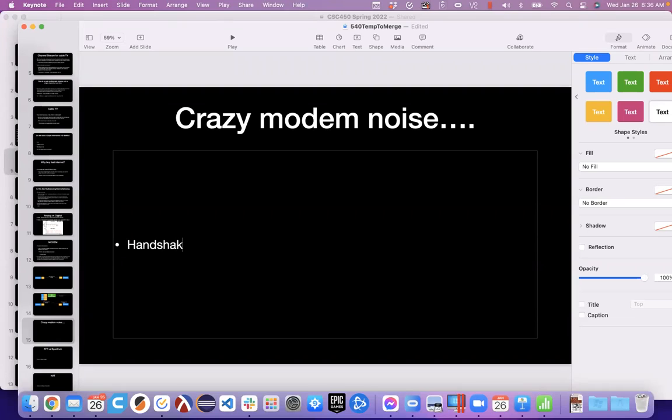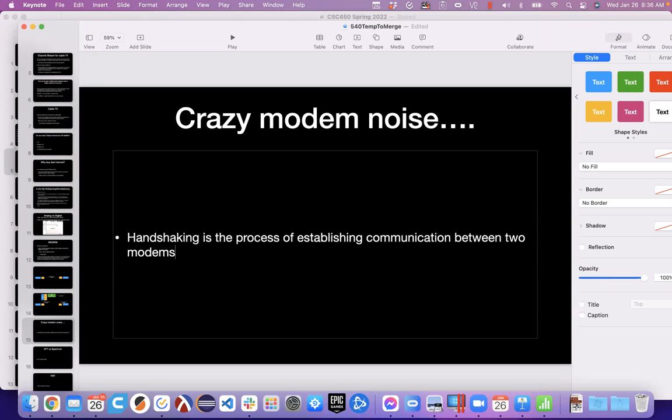So here, we'll give a name to it. Communication. Well, that thing's called handshaking. Ultimately, they want to accomplish communication. Handshaking is the process of, let's say, establishing communication between two modems in this case. But what is all that beeping and stuff? What's actually happening?